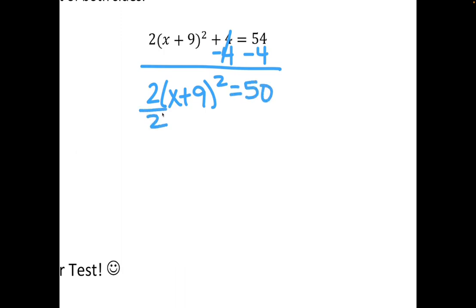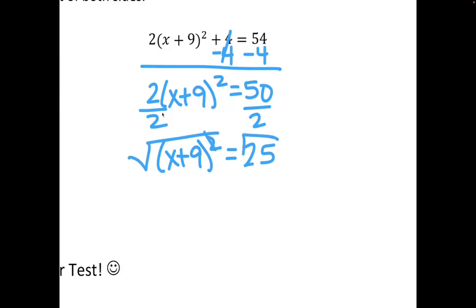And then we're going to divide, right? We want to get that squared all alone if we can. Take the square root to undo a square. Now, keep in mind, when we take the square root, we get a positive or a negative. Square root of 25 is 5, because positive 5 times positive 5 is 25. Negative 5 times negative 5 is positive 25.